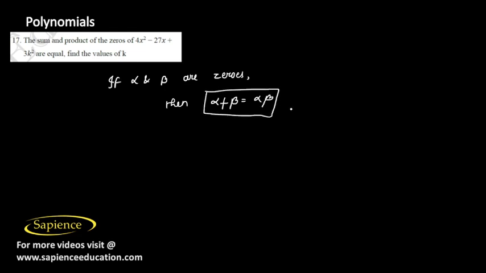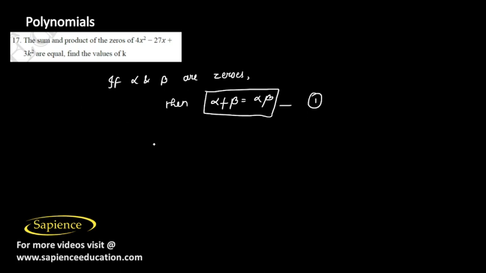The sum and product of the zeros of 4x square minus 27x plus 3k square are equal. Find the values of k. So the values of sum and product of the zeros are equal. So if alpha and beta are zeros, then alpha plus beta is equal to alpha beta. Let's call this equation 1.